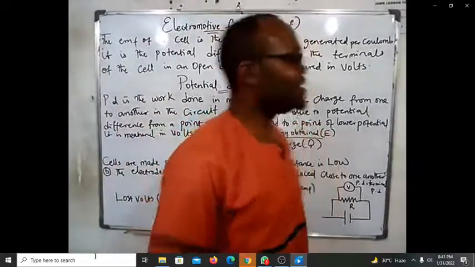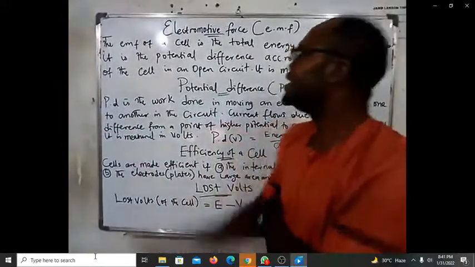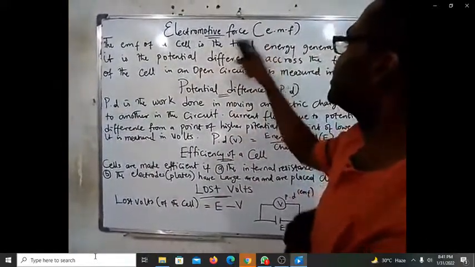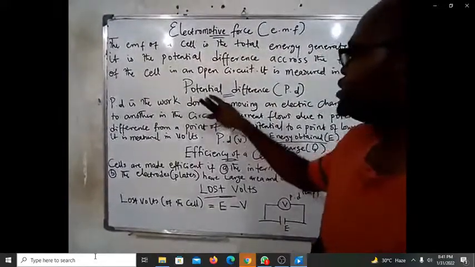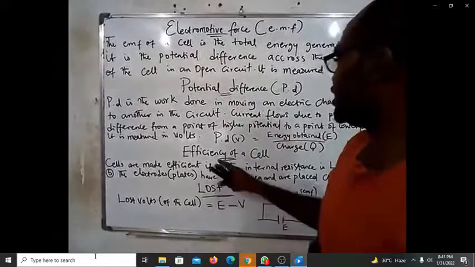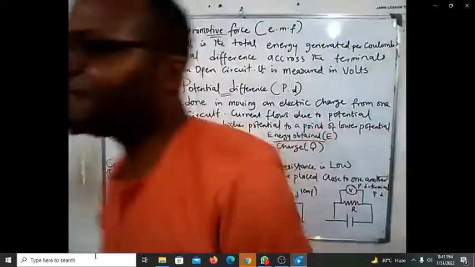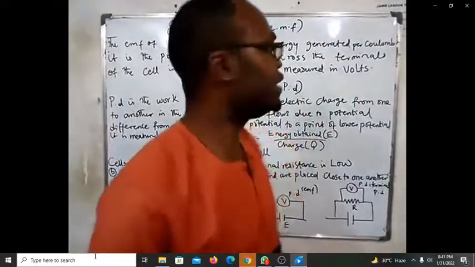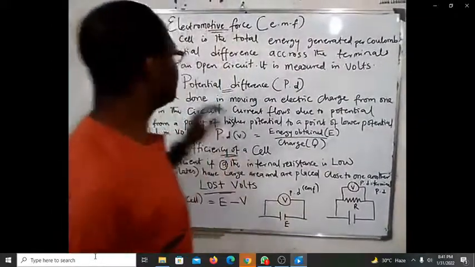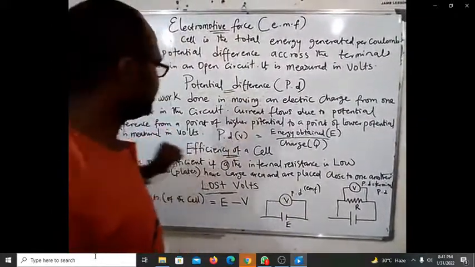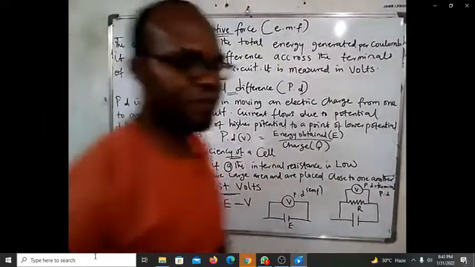Yes, hello, welcome. Today we are going to be looking at the concepts of EMF, electromotive force, potential difference (PD), efficiency of a cell, and lost volts. So we are looking at 4 concepts in electricity today. Number 1 is electromotive force, EMF. Number 2 is potential difference. Number 3 is efficiency of the cell, and number 4 is lost volt.